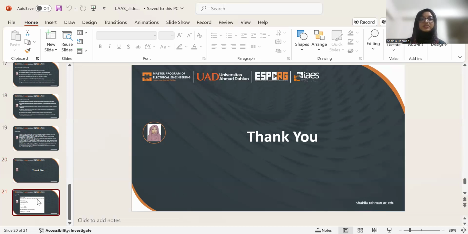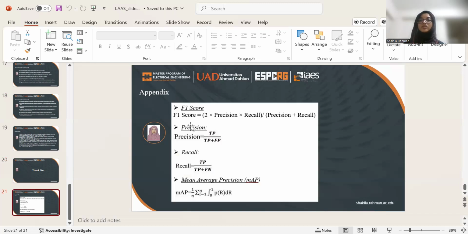And also these are some appendix. These are some equations which are used in our result calculation.